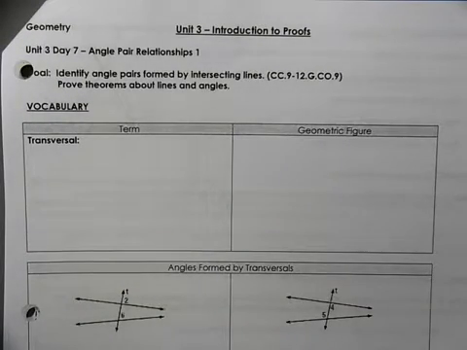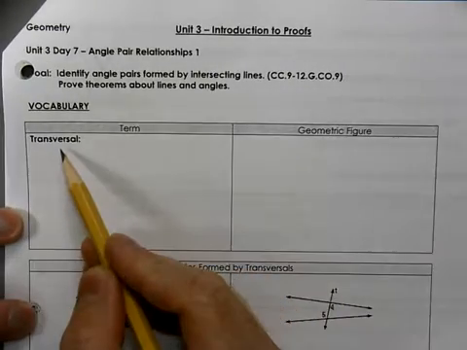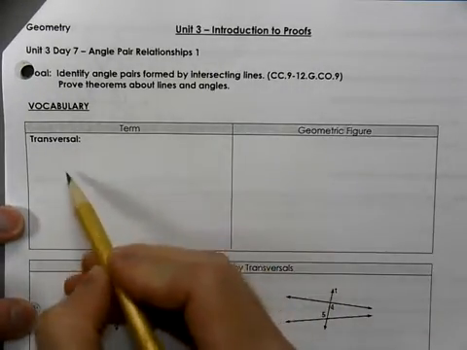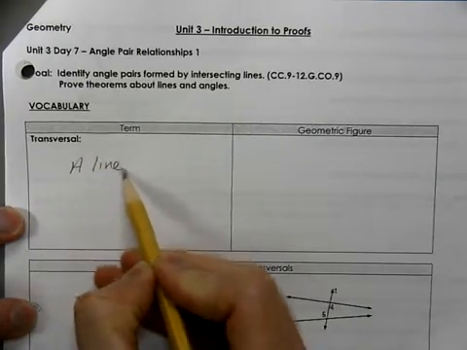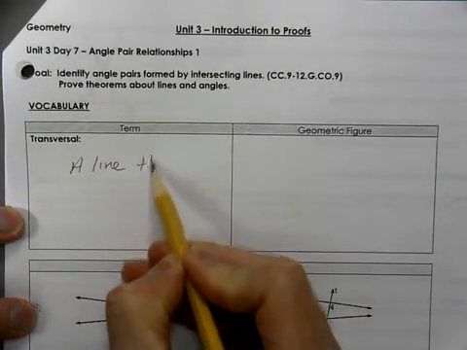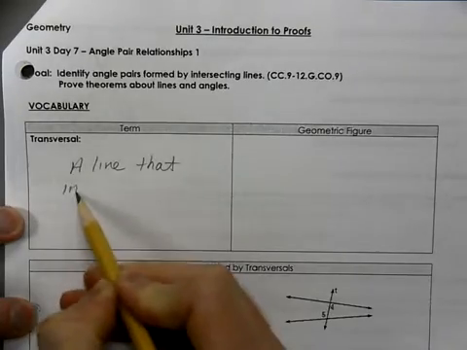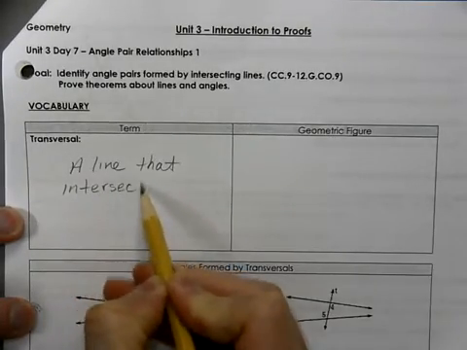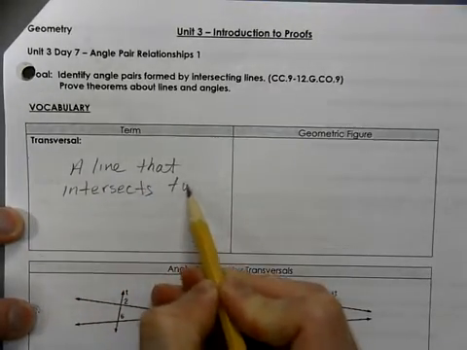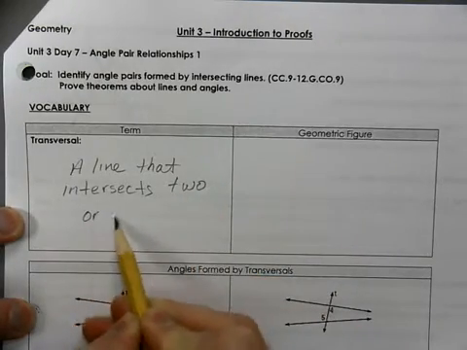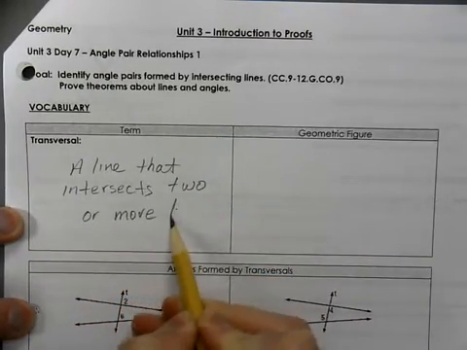This is Geometry, Unit 3, Day 7. We're talking about some angle pair relationships. So here we're going to first discuss what a transversal is. It's a line that intersects two or more lines.